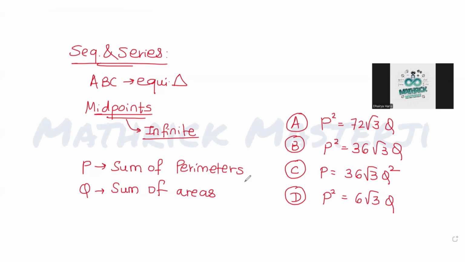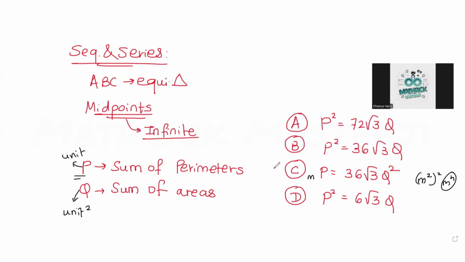So let's figure out which one of the answer choices is correct. One thing we know for sure is that the sum of perimeters is just in any unit, but the area has its unit as unit square, right? So if both sides have to be equal, I cannot have Q square, because if it is meter square, it will become meter raised to 4. But the left-hand side is just in meters, which is not correct. So C is definitely not correct. C is out of the answer choices. Now we just have to figure out which of A, B, and D is the correct answer choice.